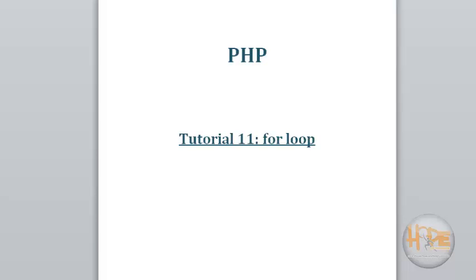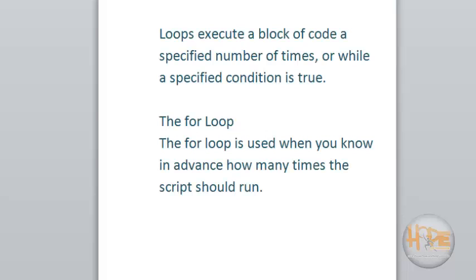In this tutorial, we will study about the for loop and for each loop. Loops execute a block of code a specified number of times or while a specified condition is true. The for loop. The for loop is used when you know in advance how many times the script should run.